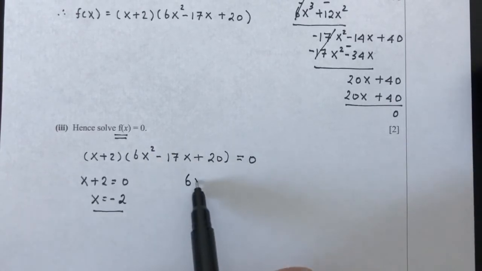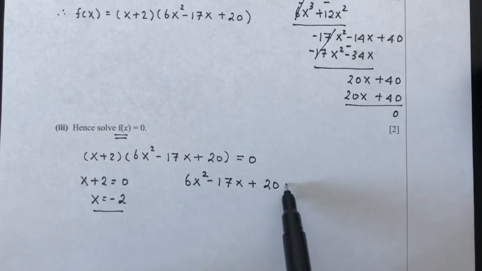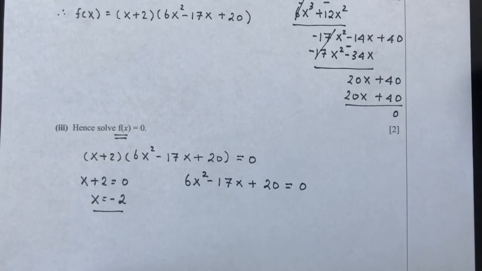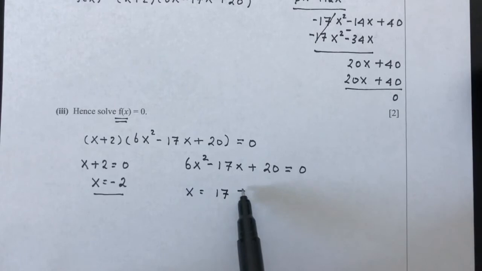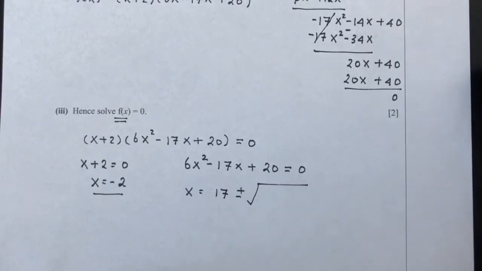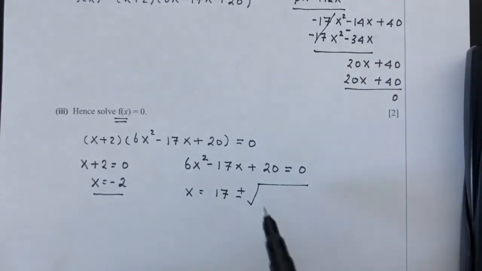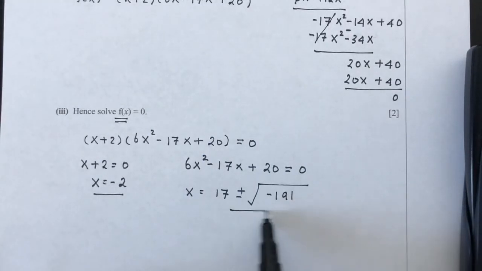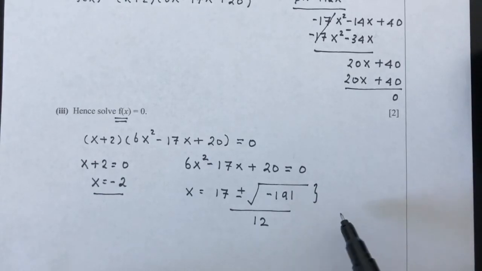And this one, let's check. So we have 6x squared minus 17x plus 20 is equal to 0. Now you can check if you can factorize this or not. So let's use our formula directly in that case. So x is equal to minus b plus minus the square root of b squared, so 17 squared minus 4 times a times c. That will be minus 191, divided by 2a, that is 12. But since the value here is negative, it would not be a real root.